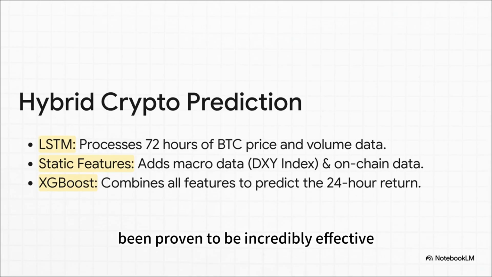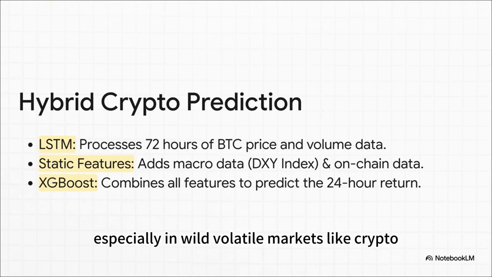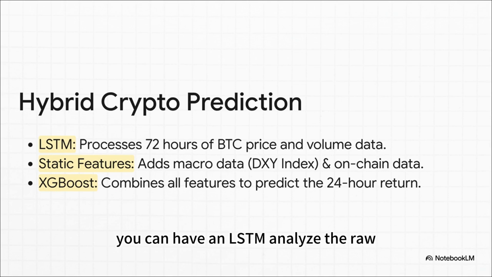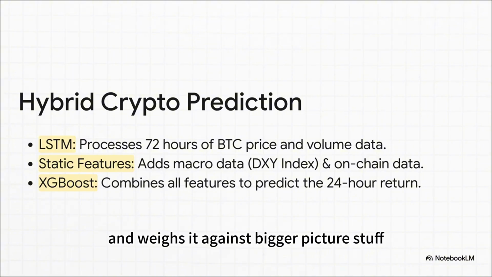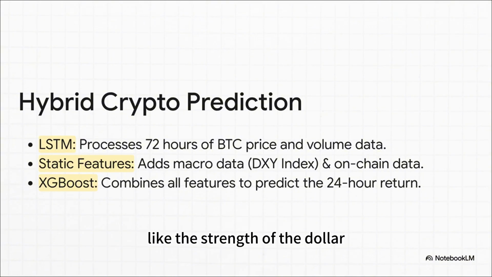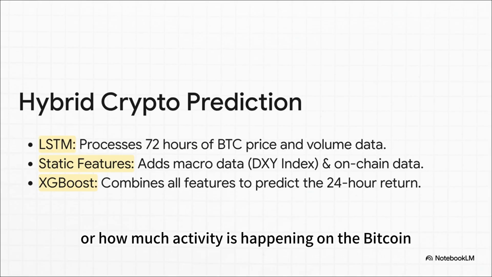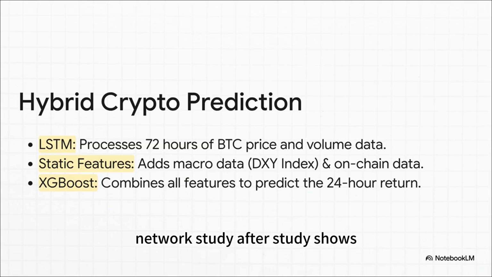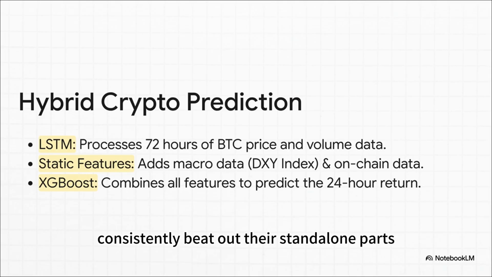And this approach has been proven to be incredibly effective, especially in wild, volatile markets like crypto. You can have an LSTM analyze the raw minute-by-minute price action, while XGBoost takes that analysis and weighs it against bigger picture stuff, like the strength of the dollar or how much activity is happening on the Bitcoin network. Study after study shows these hybrid models consistently beat out their standalone parts.